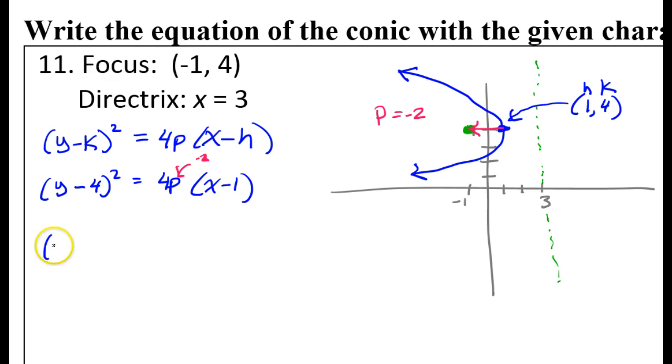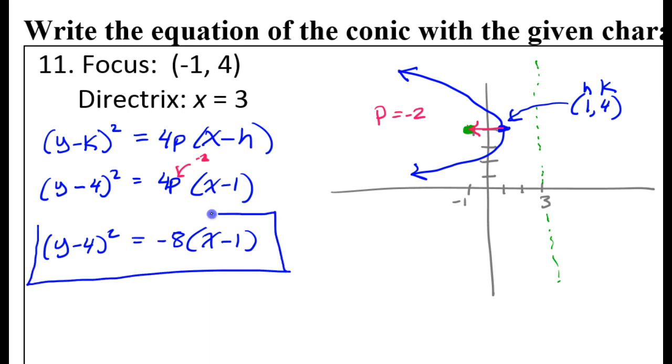my equation becomes y minus 4 squared. 4 times -2 is -8. So I have -8 times x minus 1. So this is the standard form equation of the parabola with these characteristics.